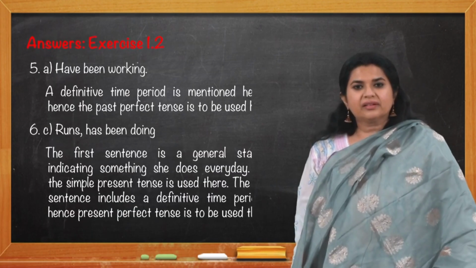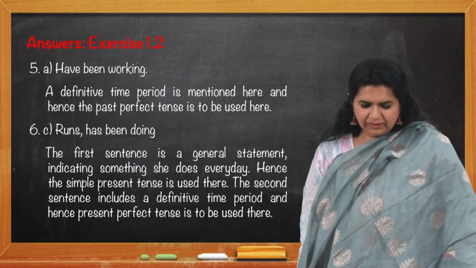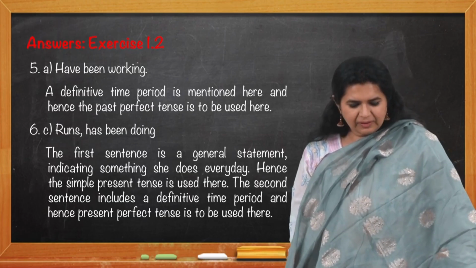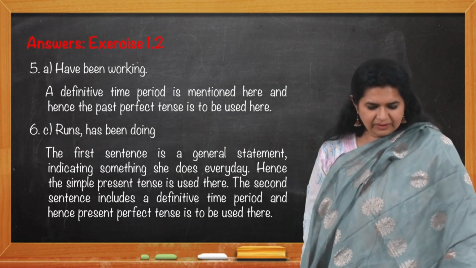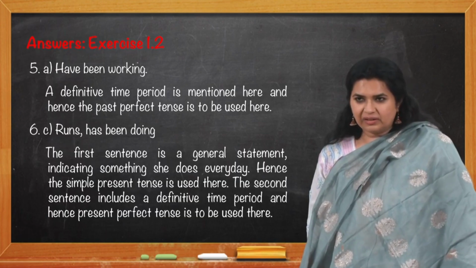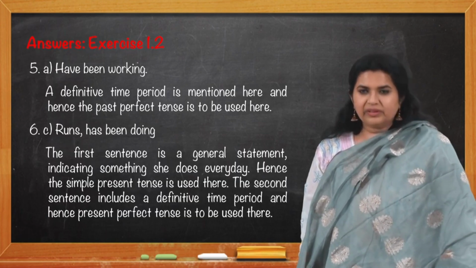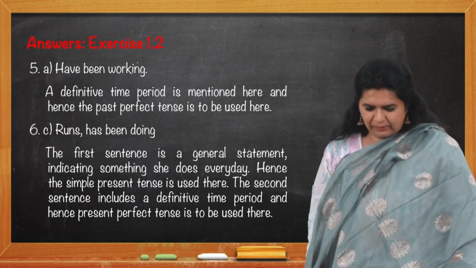And the answers. Five: have been working. It is a definitive time period which is mentioned here and hence the perfect tense is to be used here. And 6 is C, runs and has been doing. She runs and she has been doing this for the years. So, this is something that has been going on for a long time.